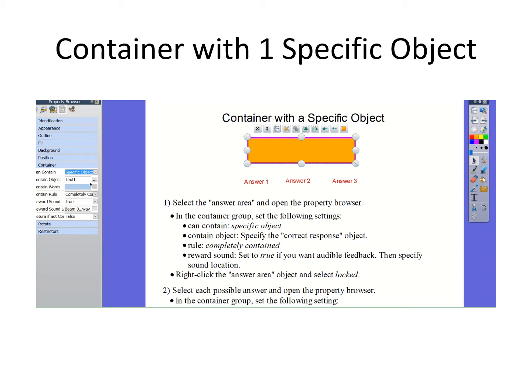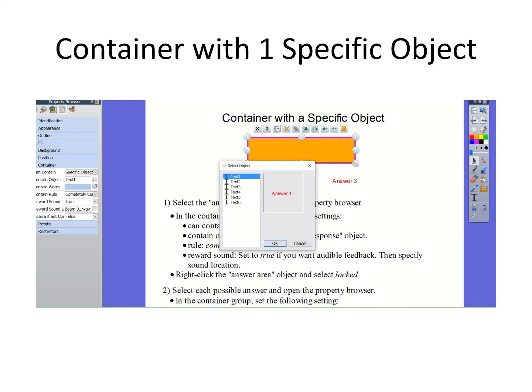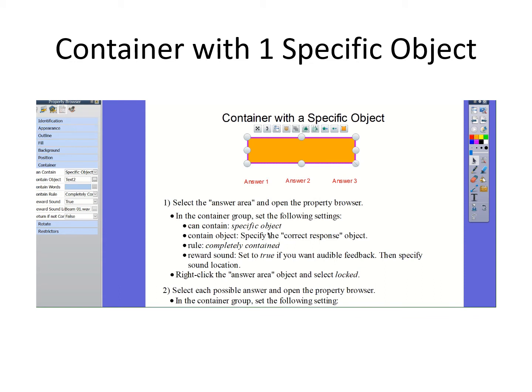So what is the object? I'll click on the little button with the three dots, and I pick one of these answers. Say I choose answer number 2. Of course, I have an actual answer here. I just made it very basic. And now I skip over these pieces. The words is for keywords. Contain rule, it says completely contained. That's by default. That's correct.